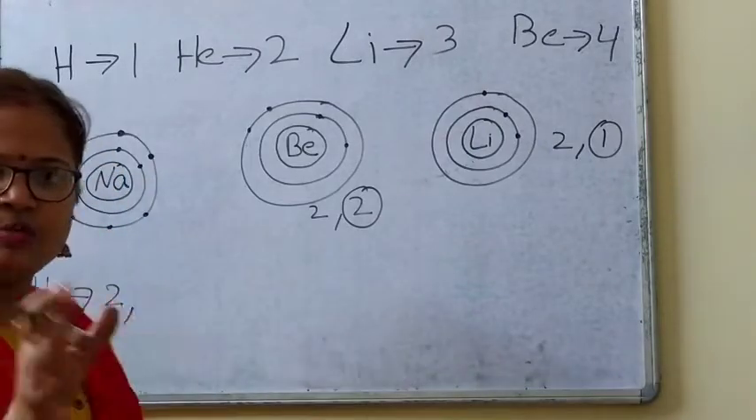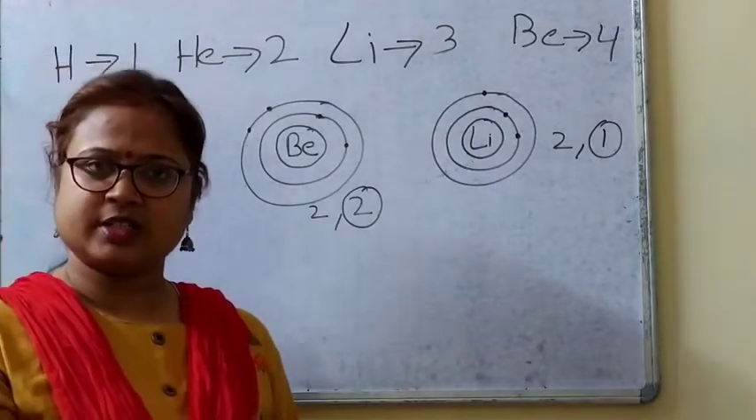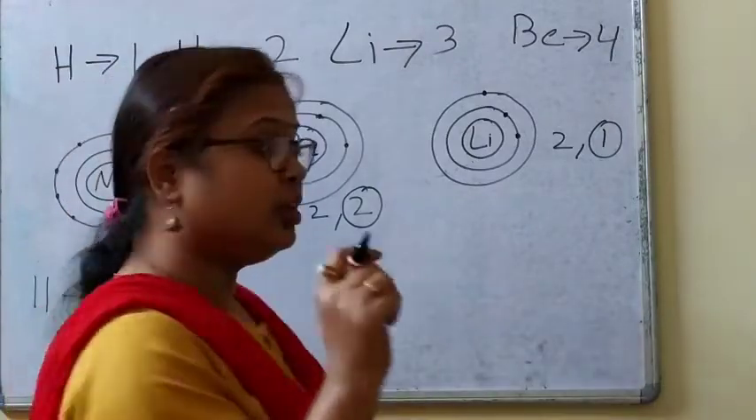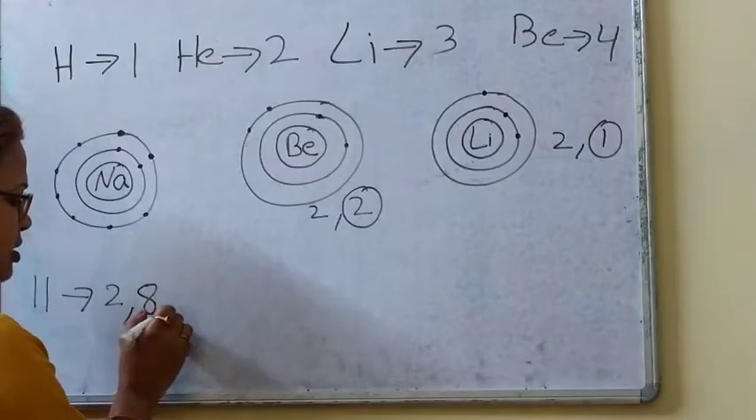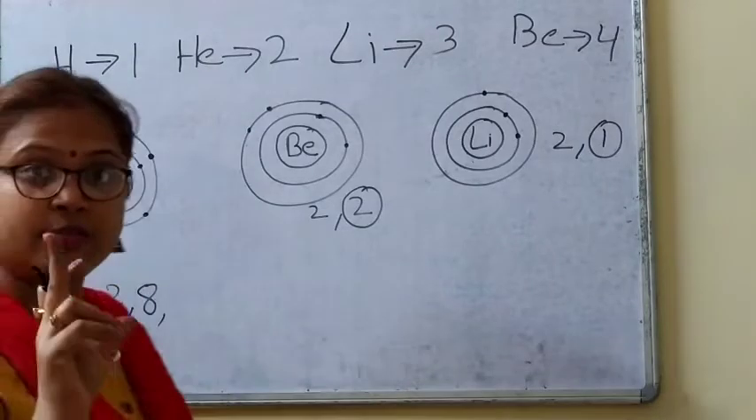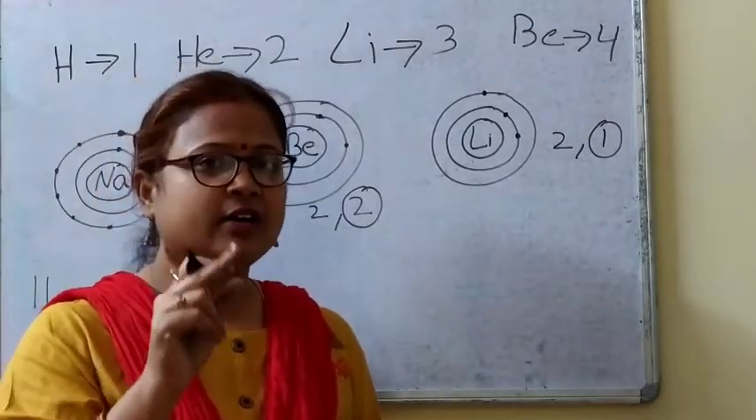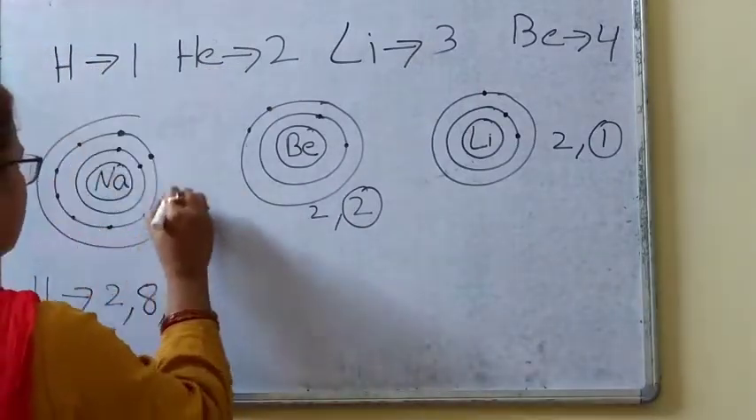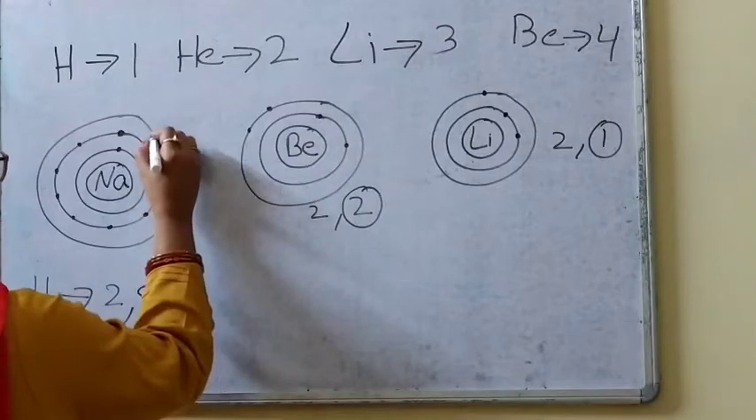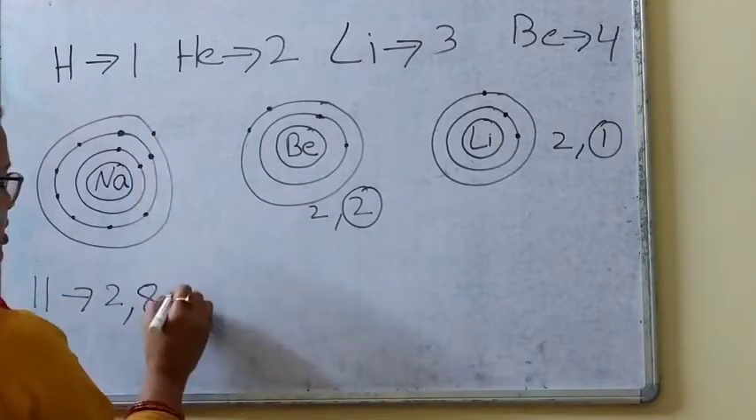Okay. Now the first orbit is satisfied. The second orbit is satisfied. Now the third orbit. Because first 2, second 8. 8 and 2, 10. One more electron is left, and that one electron will revolve where? In the third orbit. Yes. Clear? So this is the third. Only one electron is left.